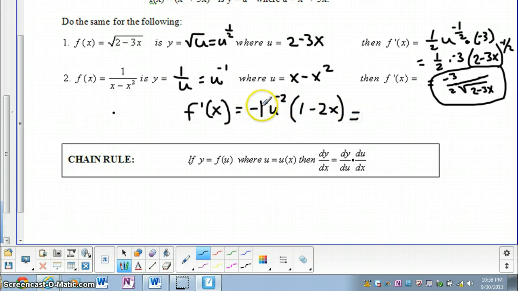I'm going to multiply negative 1 times my 1 and negative 1 times my negative 2x, which will be positive 2x. And then I'm going to substitute in what my u is, and we said it was x minus x squared. And that's all going to go on the denominator since it's a negative 2 power. So we move it down for the negative exponent, and then this will now be squared.